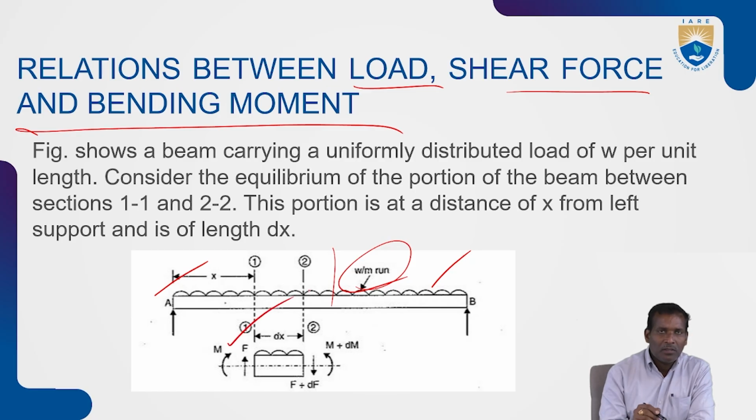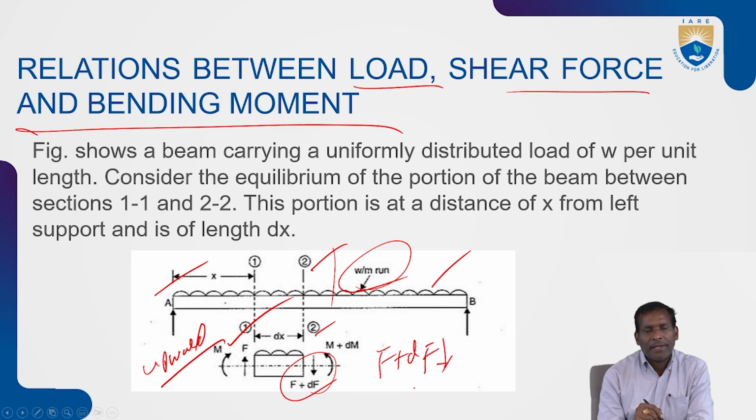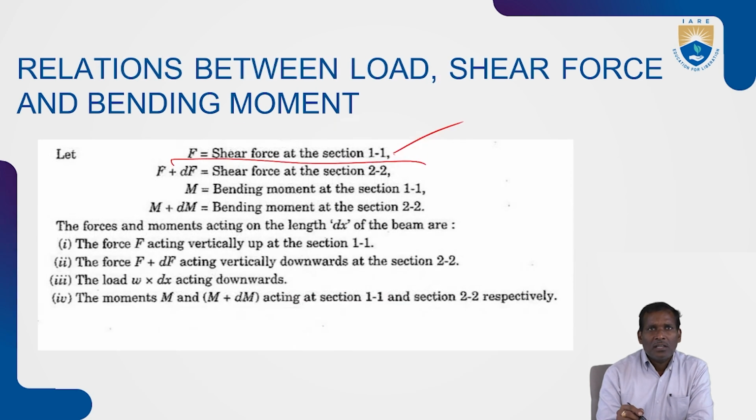At this 1-1 section, upward direction. At this 2-2 section, F plus dF, that is downward direction. And M is the bending moment at the section 1-1, and M plus dM is the bending moment at the section 2-2.